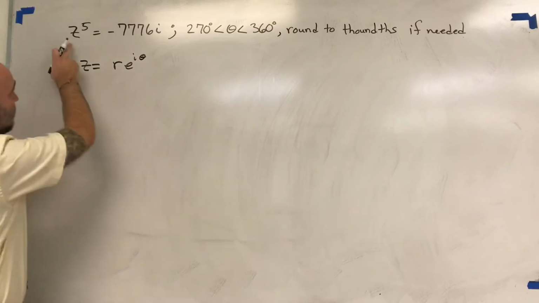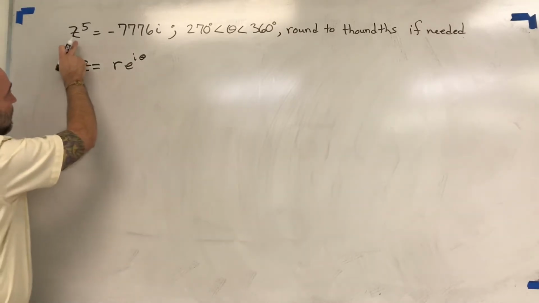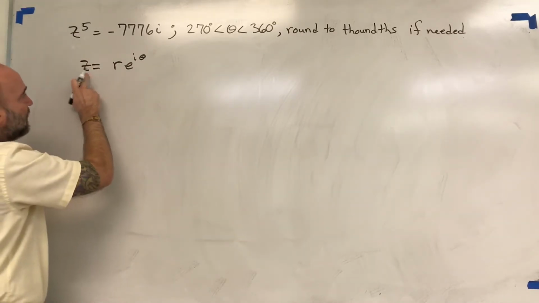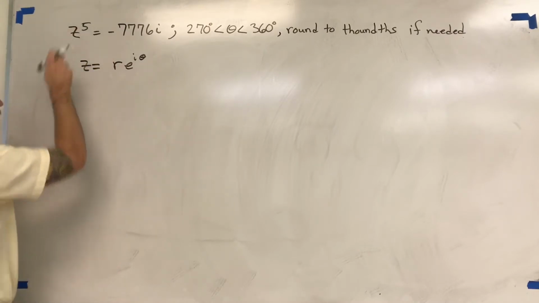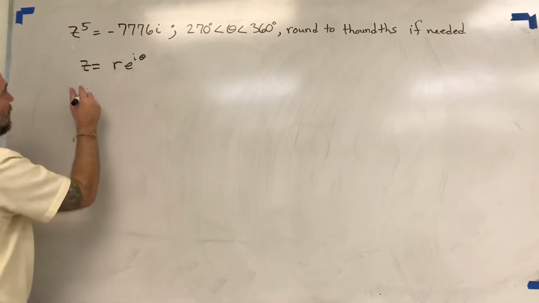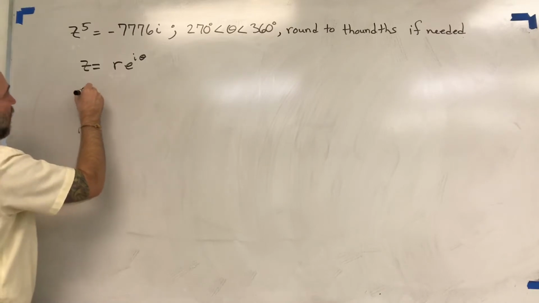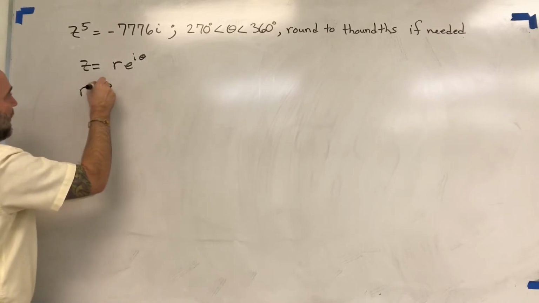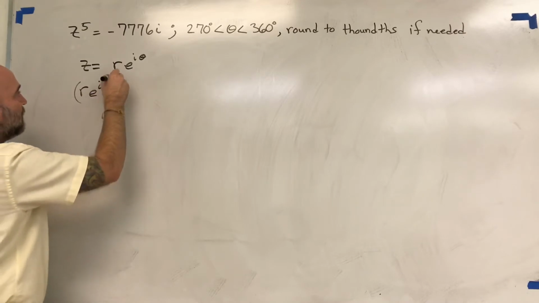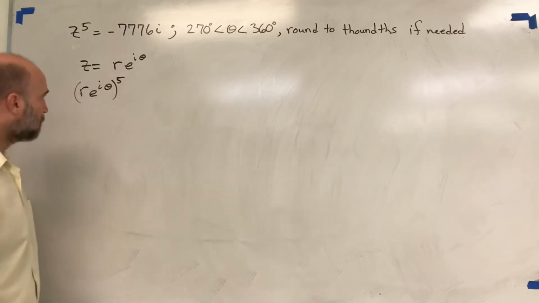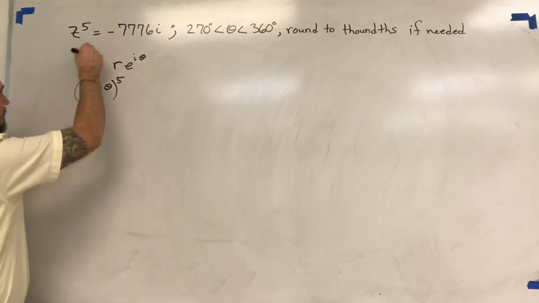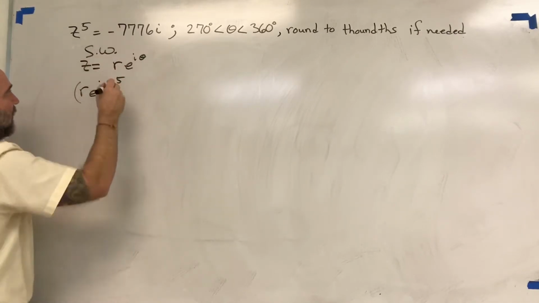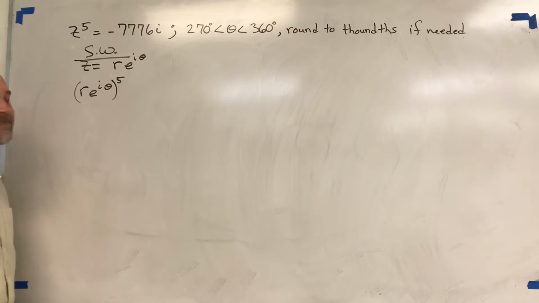So when I look at this, if it's z to the fifth and z is equal to this, I can replace z with the Euler's method equivalent. So I now have r e to the i theta, that's what z was, to the fifth power. Okay, let's focus on this first. I'll do this as side work so I can figure out what it is.